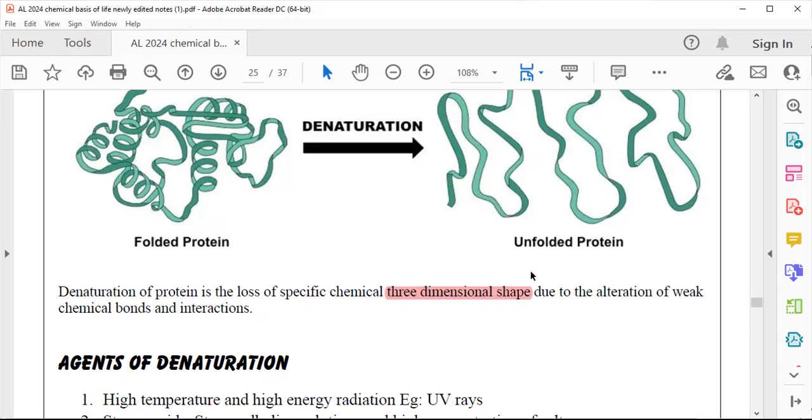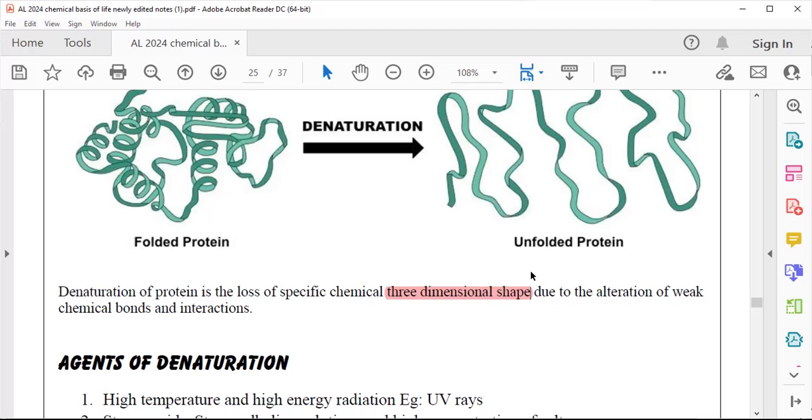It is the loss of the specific chemical three-dimensional shape, correct? Without having a three-dimensional shape, can a protein undergo denaturation? No. Those who have the three-dimensional shape only can undergo denaturation. Are you clear?